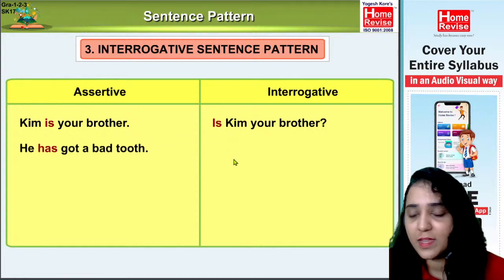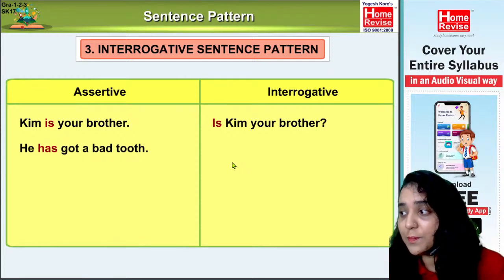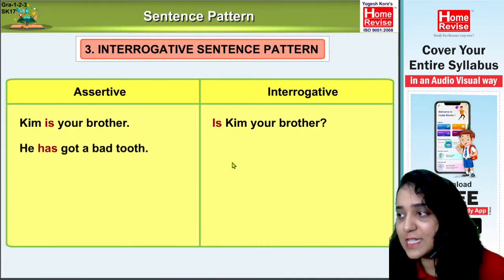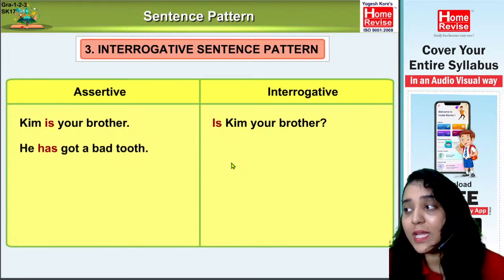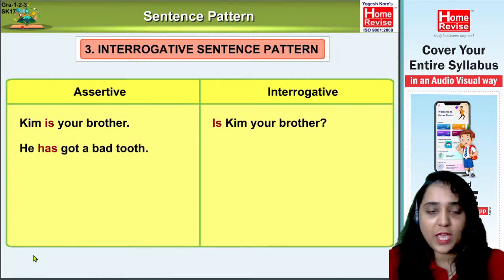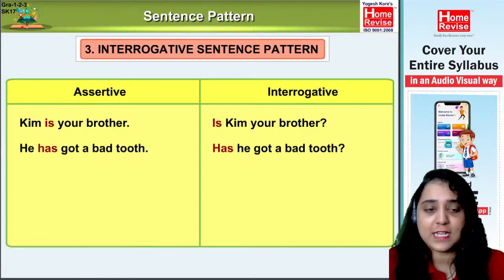Yes, correct. Has he got a bad tooth? And question mark. Dipali, question mark is missing. Yes, yes, Gauri, it's correct. Kavya, it's correct. Satish also, it's correct. Tanushri, it's correct. Yes, Jinil Shah, it is correct. Dipali, only question mark is missing from your side. That's it, then everything is correct. Very good, students. Okay, so let's see: has he got a bad tooth? Fine. Now let's see the next sentence.